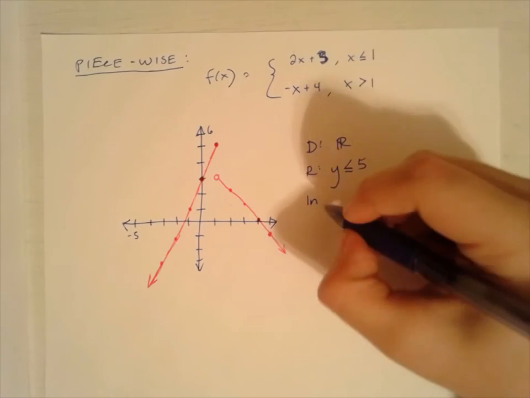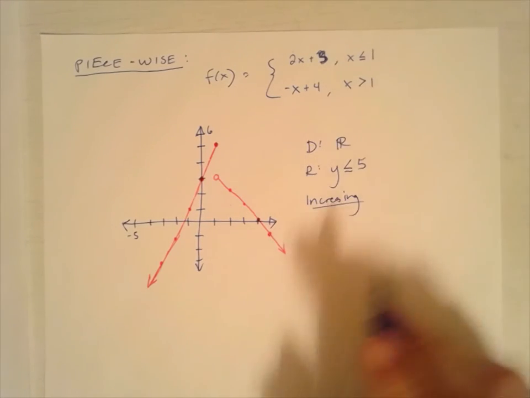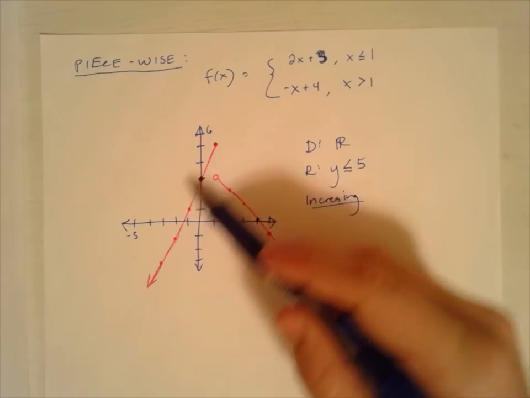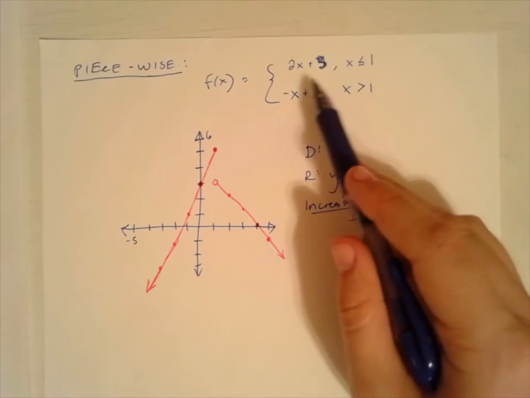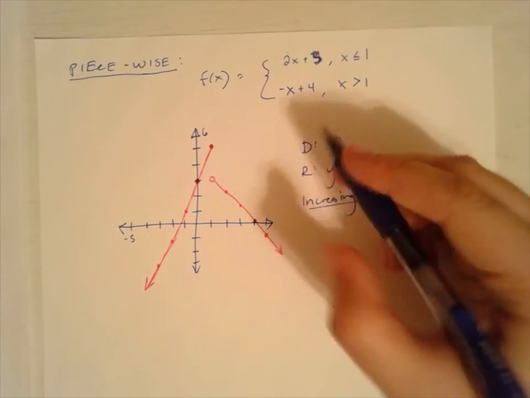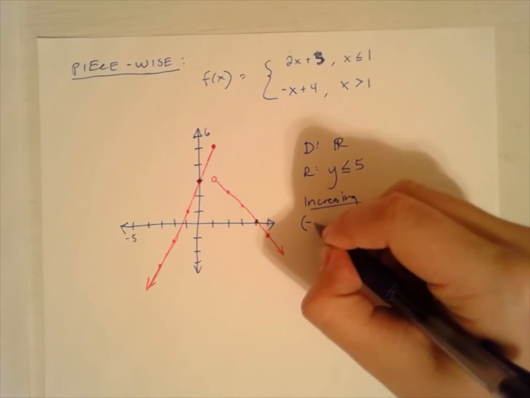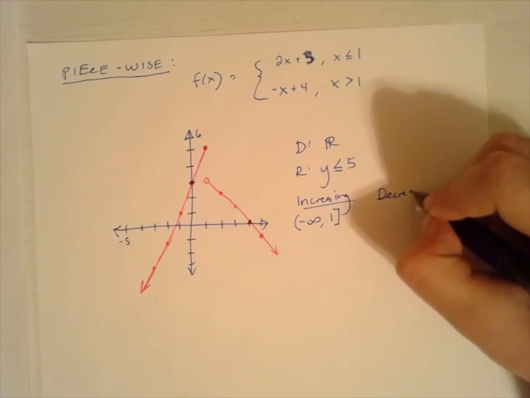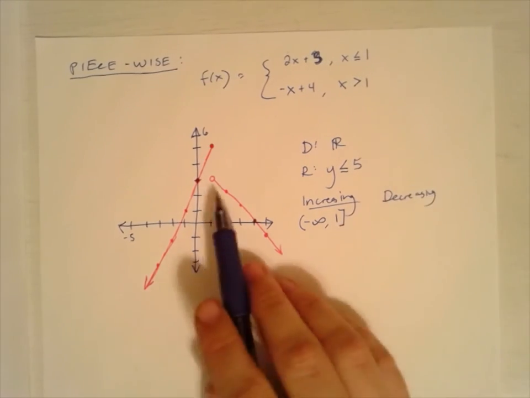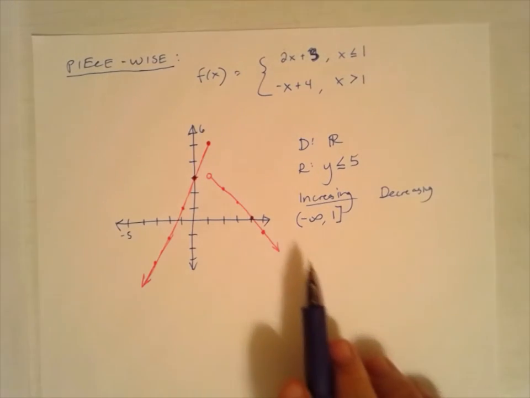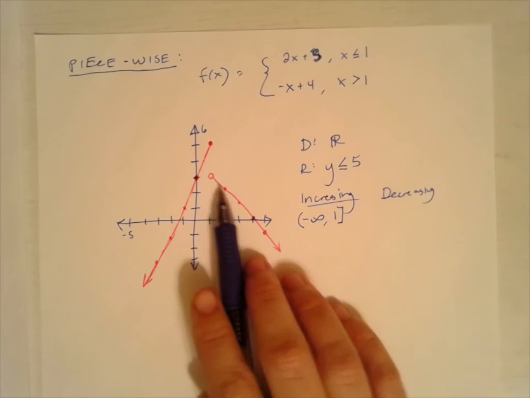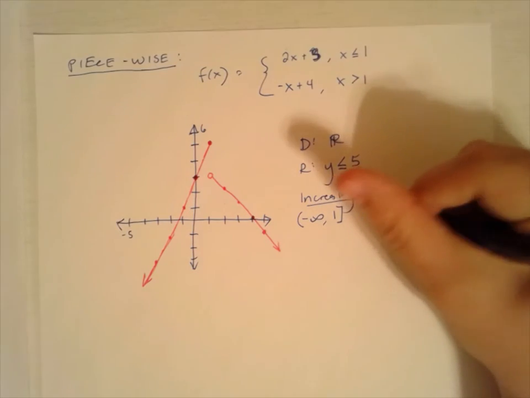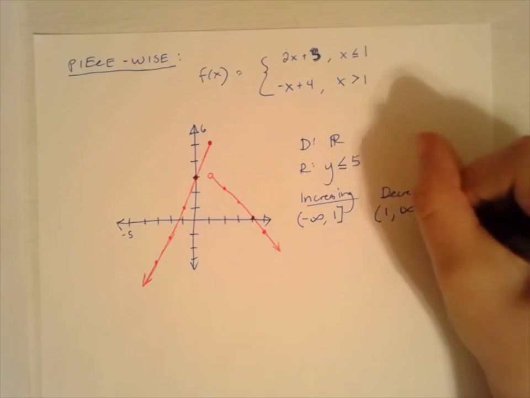Then we can identify two things. This function is increasing on the interval. Our slope is positive for this function, for the 2x plus 3. So we can say the function is increasing for everything less than or equal to 1, or from negative infinity to 1. We can say that it's decreasing for everything on this function, for negative x plus 4. So for the interval 1 to positive infinity. But here's the thing, I have that open circle, so I'm going to say parenthesis 1 to positive infinity.